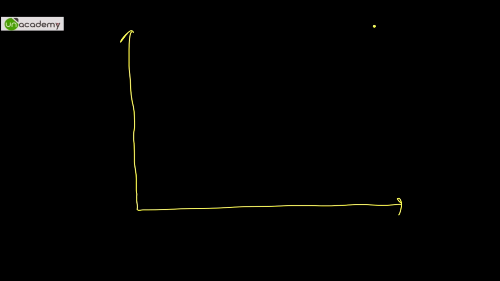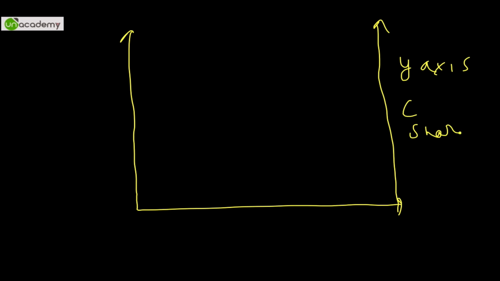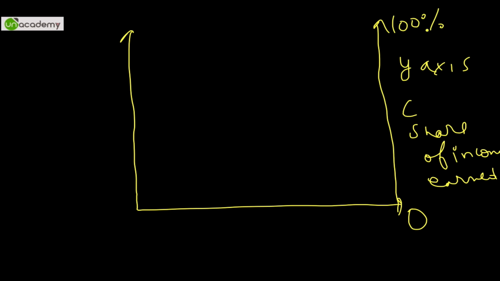So let's draw a graph. Okay, so this is how you draw a graph, right? So this is the y-axis. Here we have the cumulative share of income earned by the people. So just remember, this is the total income earned. We have 0 and this is 100%. So here must be 10, 20, 30, you got the point. 90% of the total income earned.